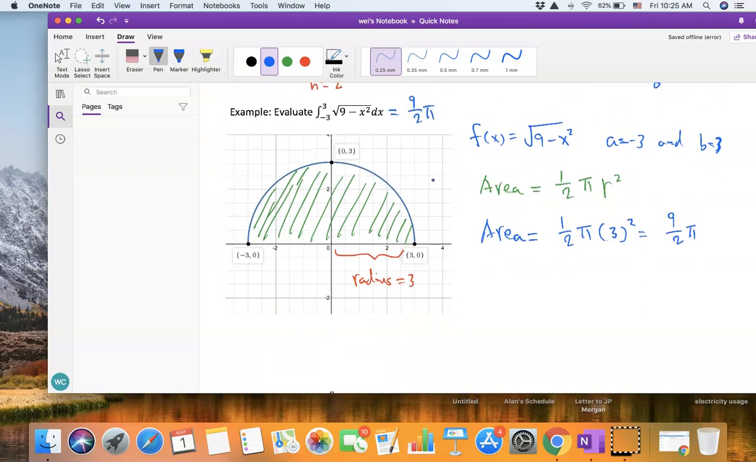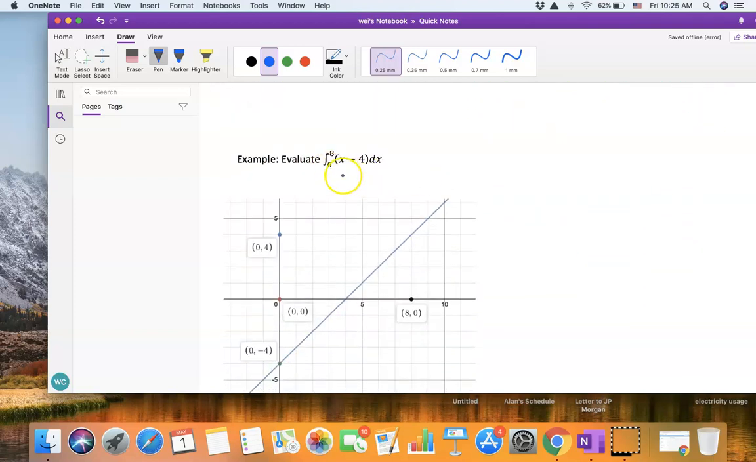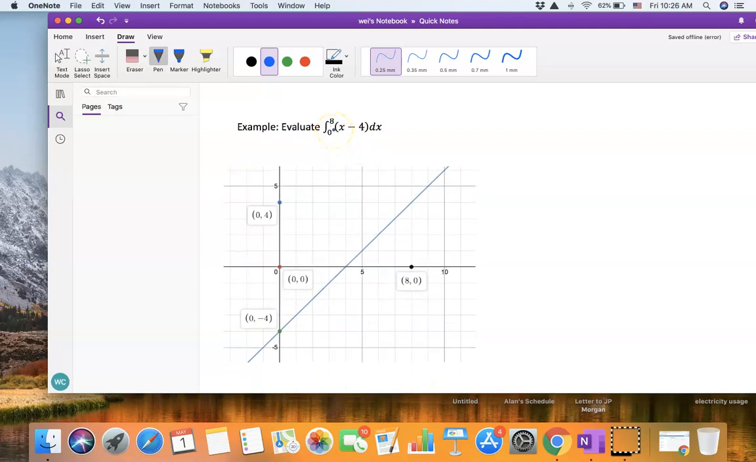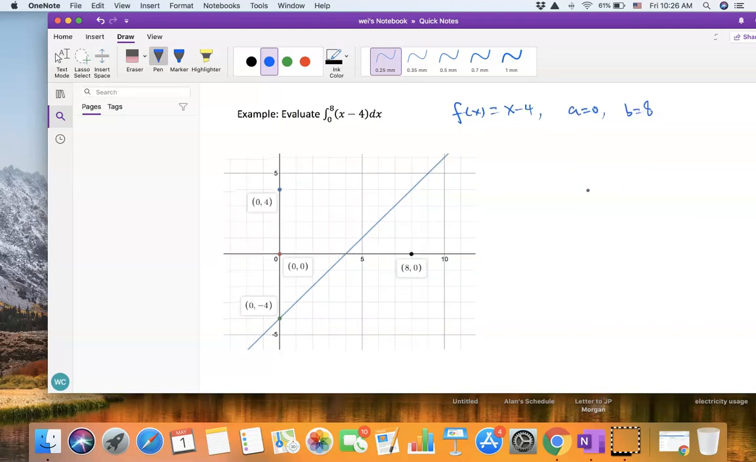Okay, let's see the next one. We have the integral from 0 to 8 of x minus 4 dx. The function is f(x) equals x minus 4, a equals 0, b equals 8. So once we graph the function from 0 to 8, the graph will be like this.